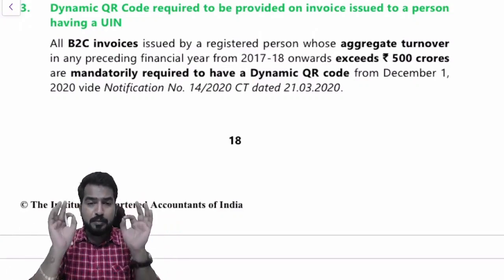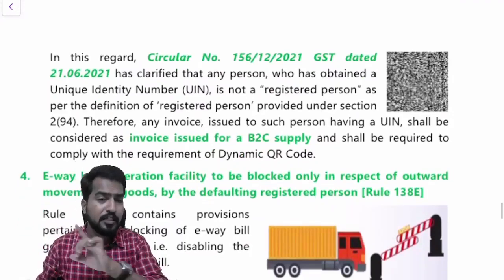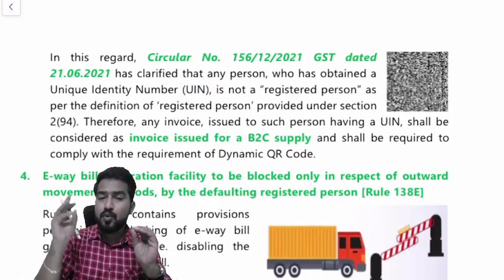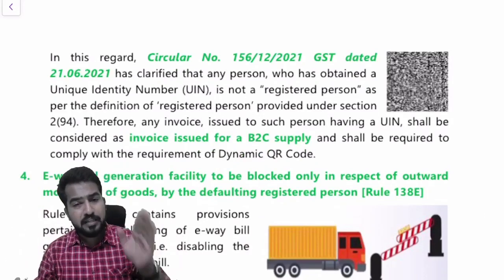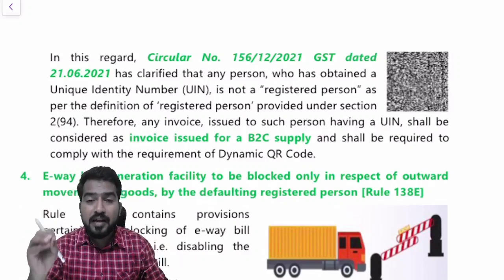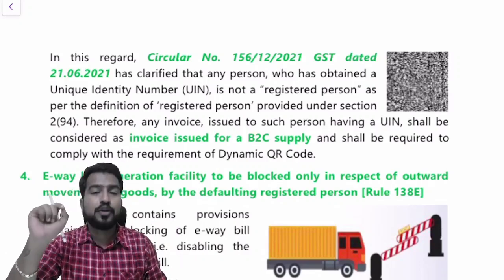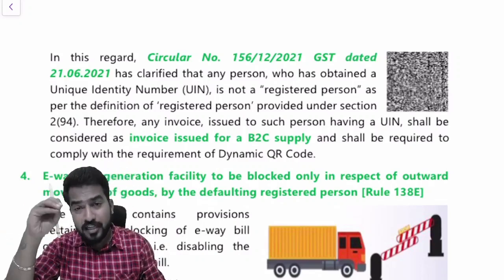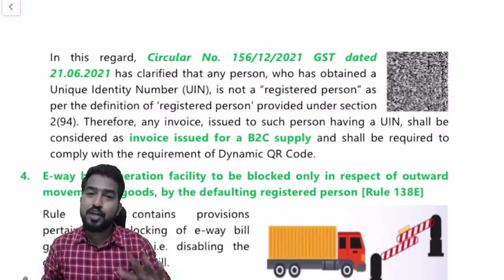It is very much a B2C supply. It is not a B2B supply. The supply made to a person holding a UIN is not a B2B supply. It is also a B2C supply, and hence, if dynamic QR code provisions are applicable to you, then the dynamic QR code shall also be mentioned on the invoice issued to such person who is holding this UIN number.